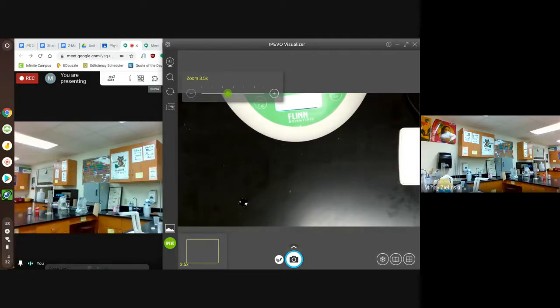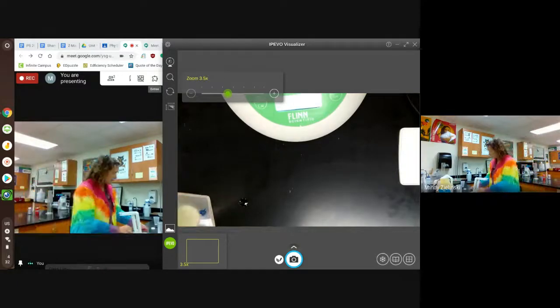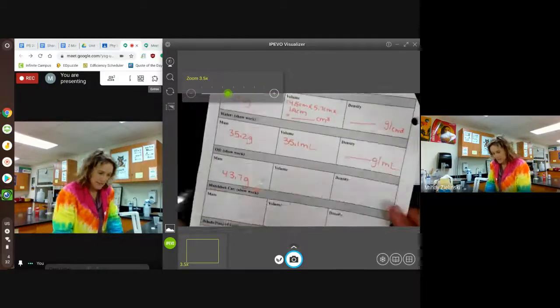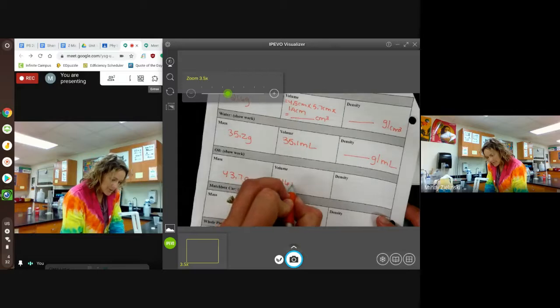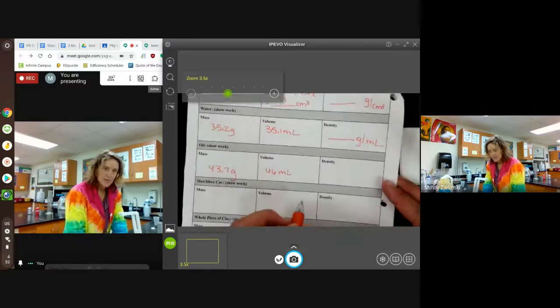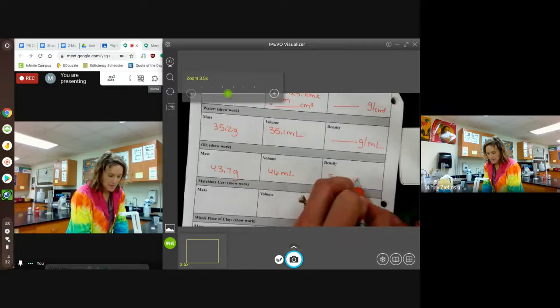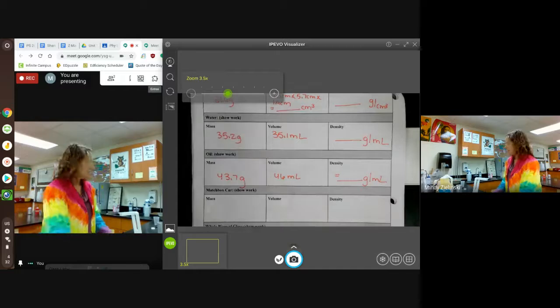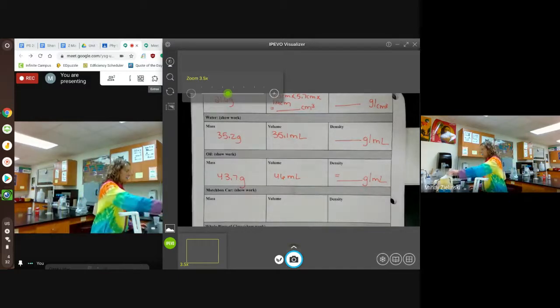And I would say that it looks like we have a 40. 1, 2, 3, 4, 5. I would say 46 milliliters. 46 milliliters is probably a pretty good number here. So we'll write in 46 mils. And again, for this part, mass divided by volume. So we'll get grams per milliliter. Okay, let me do just a little bit of cleanup here. And I'm going to let that get rinsed out in the sink some.